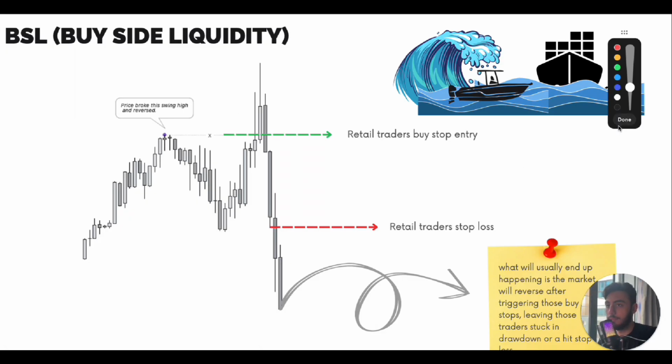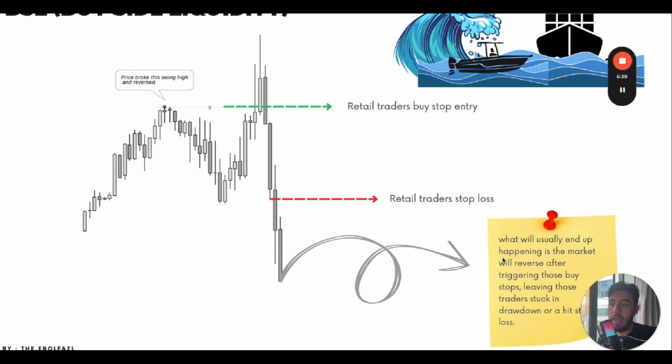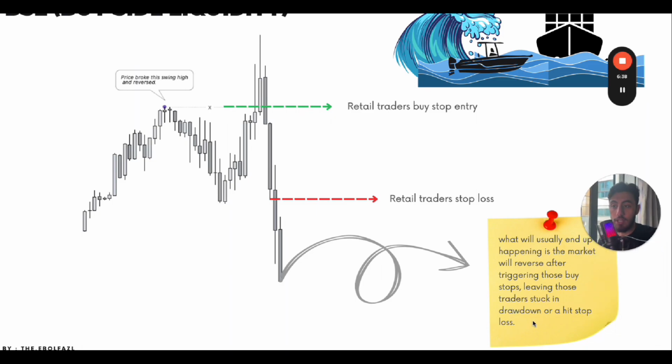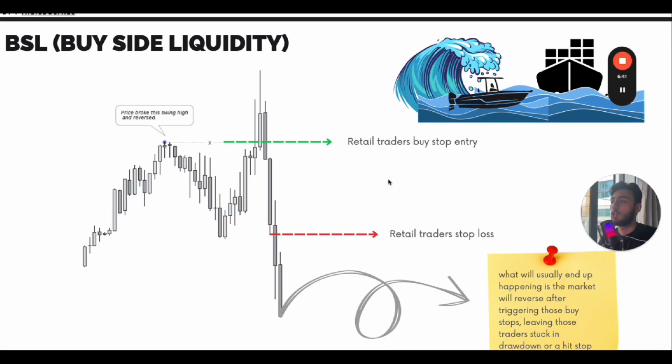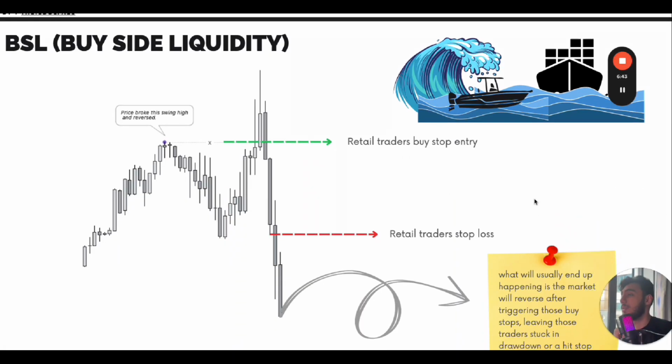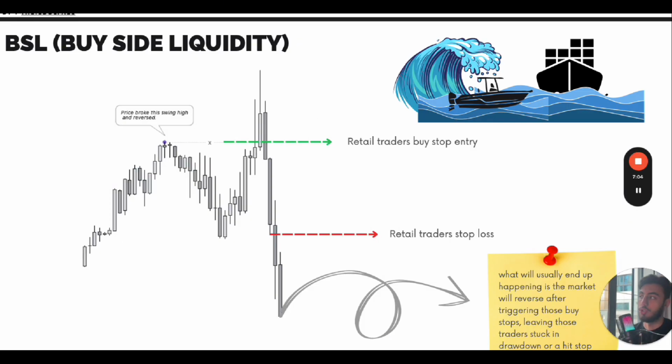Now if you take a look here, what usually ends up happening is the market will reverse after triggering those buy stops, leaving those traders stuck in drawdown or hitting a stop loss. So we understand that above every unbroken buy stop and sell stop, it's pretty much retail traders' orders. The market is going to activate their liquidity, activate their orders, and then start to reverse.